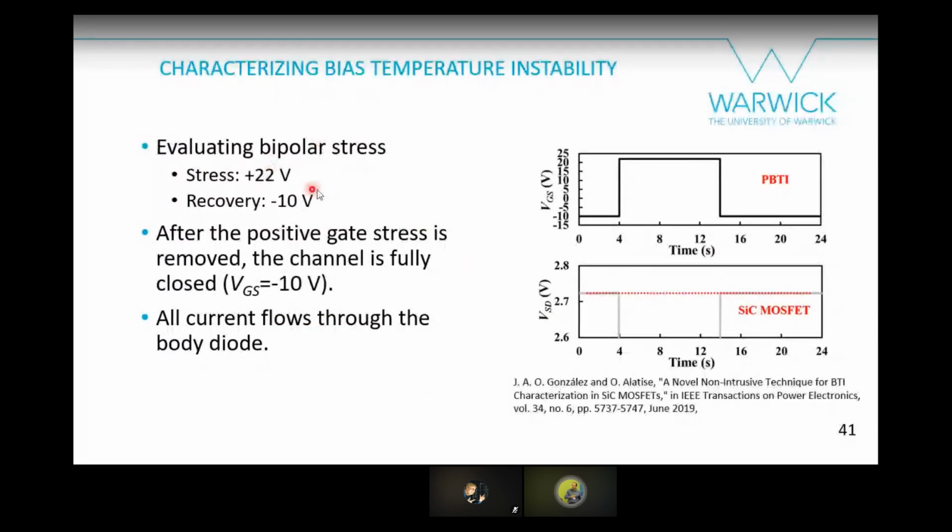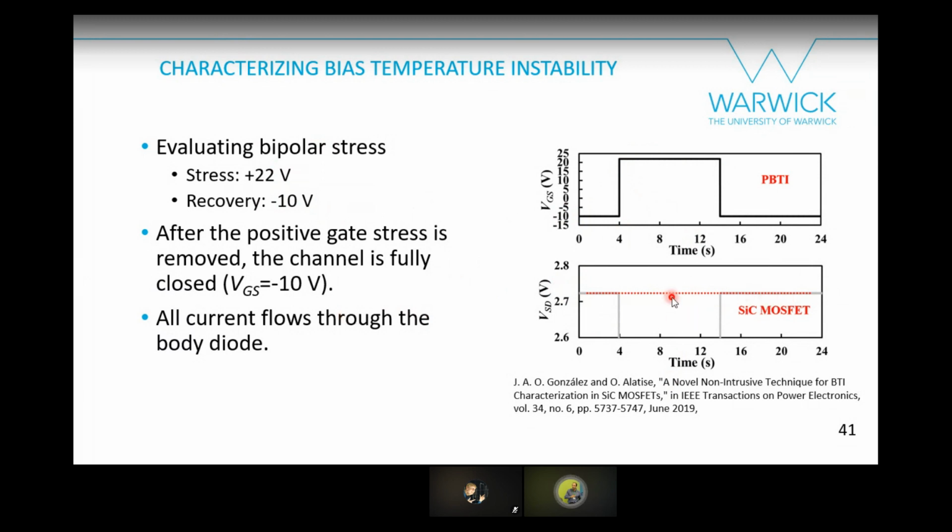What happens if we do bipolar stresses? So a stress of 22 volts and a recovery of -10. So -10 to plus 22. So you can see you go to 2.7 volts. The device is on. And then when you remove the stress, you go back to -10. And if you check, there's no apparent shift. VSD is not changing. And this is just because with -10 volts, your channel is fully closed. So you don't see that change in the threshold voltage, and you don't have that current divider.